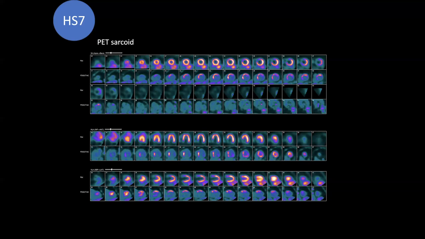I was going to say that it looks like there is FDG uptake that matches the perfusion defect on the perfusion images, suggesting possibly active inflammation and possible sarcoidosis, I guess.